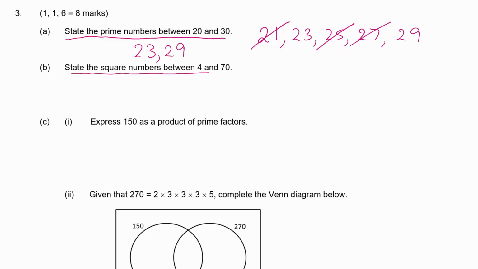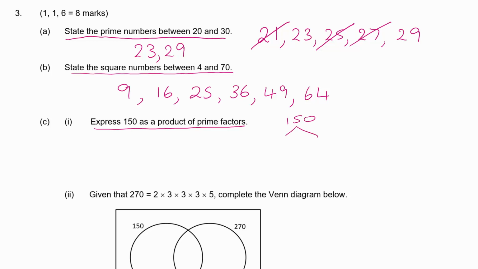State the square numbers between 4 and 70. I didn't expect people to write down 4 because it's not between 4 and 70, but I allowed it. The answer here is 9, which is 3 times 3, 16, which is 4 times 4, 25, which is 5 times 5, 36, which is 6 times 6, 49, which is 7 times 7, and 64, which is 8 times 8. Now we want 150 as a product of prime factors.